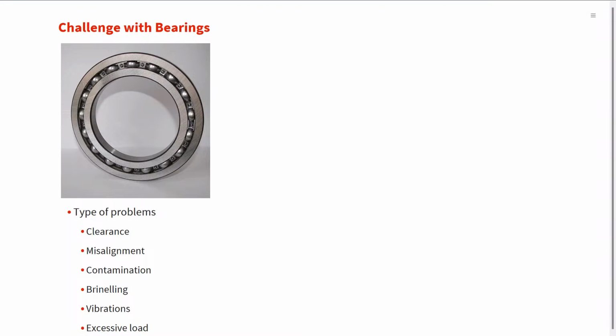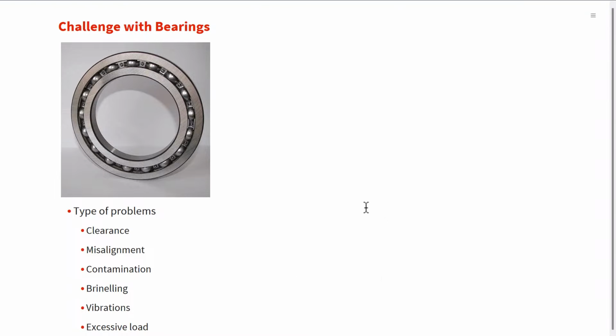Understanding these issues is crucial to prevent downtime and ensure machinery operates at its peak. And we have different types of problems. Firstly, we have clearance issues. This refers to the space between the moving parts within a bearing. Incorrect clearance can lead to premature wear or even failure. Rollers can jump around.